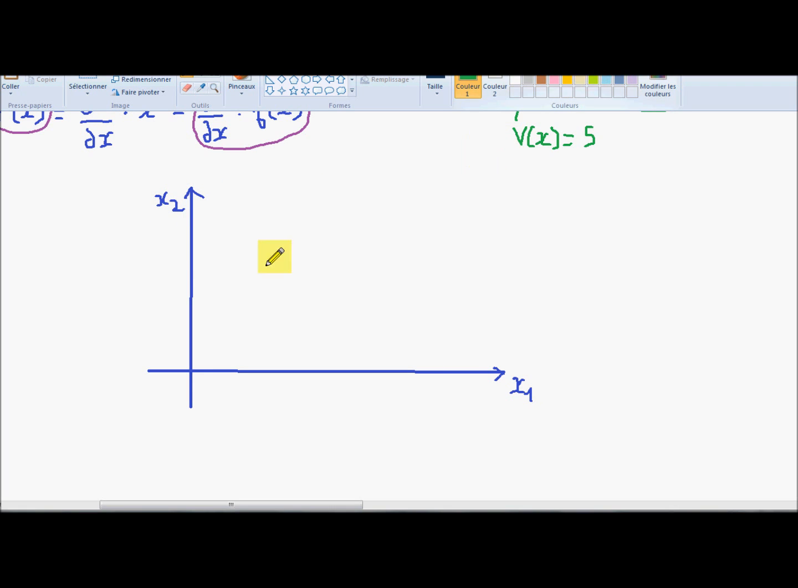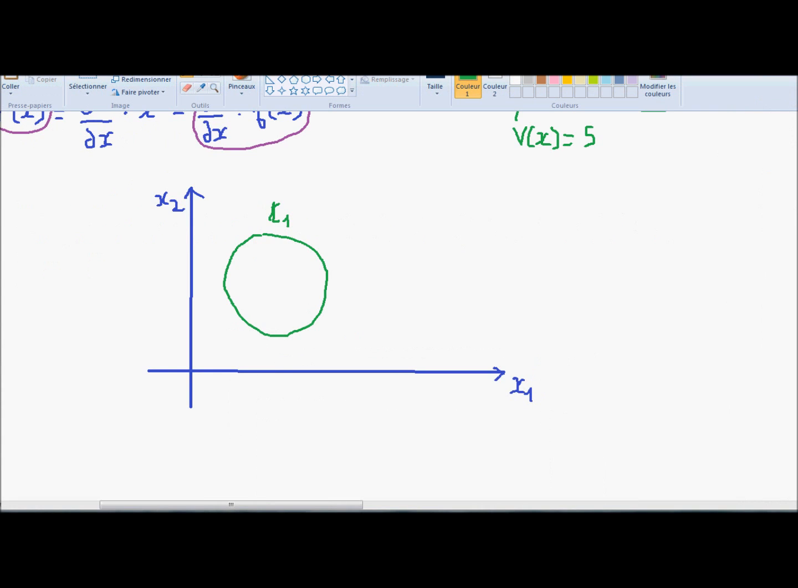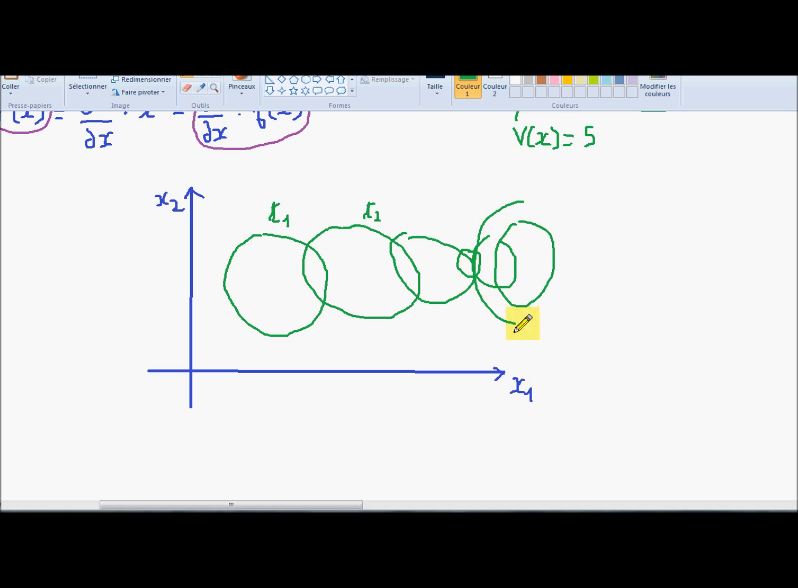If at time t1 my set is like this, at time t2 it is like this, and this can decrease with time, and then it can increase with time, like this, whatever. It can be seen as a bubble which moves with time. So it's a graphical interpretation of what a tube is.